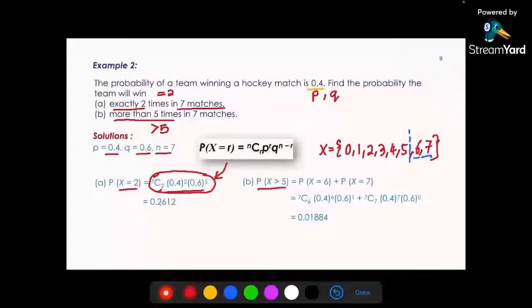Again, you substitute this value dalam formula given here, atas tu 7C6 times 0.4 power of 6, 0.6 power of 1 because 7 minus 6, and then tambah 7C7 because of this one. So 0.4 power of 7, 0.6 power of 0, you akan dapat 0.01884. Okay, probability of to get more than 5 times winning. Okay, next.